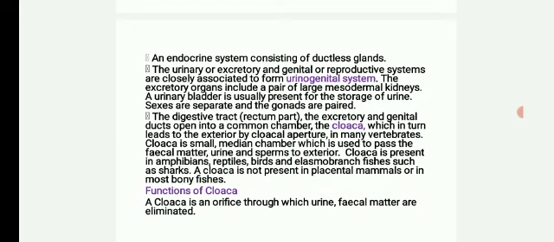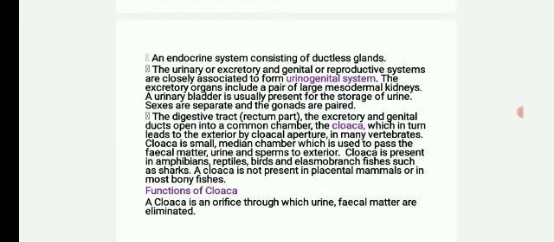The excretory organs include a pair of large mesodermal kidneys. A well-developed urinary bladder is usually present for the storage of urine. Sexes are separate and the gonads are paired.